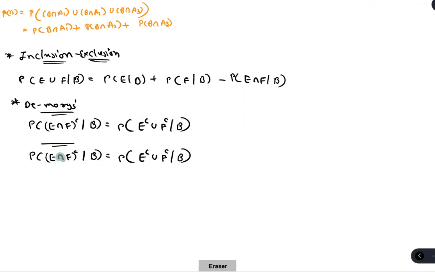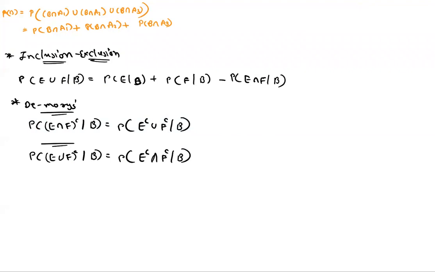Okay, so this is the complement here. If we have a union, then this part will be intersection. I think this is clear to you. Okay, so here we saw the inclusion exclusion principle and De Morgan's law.